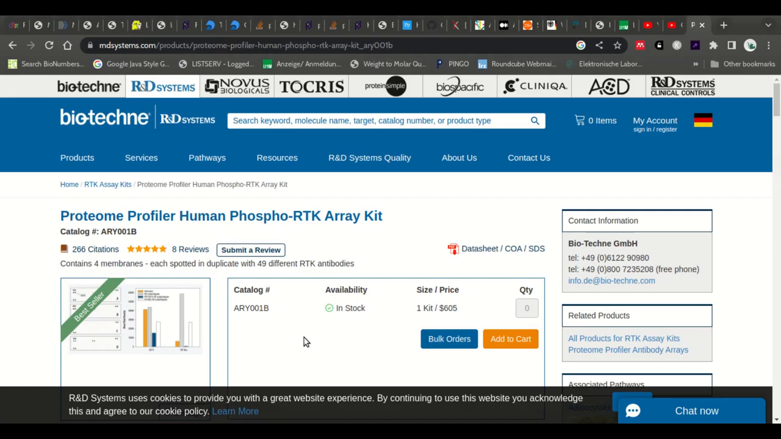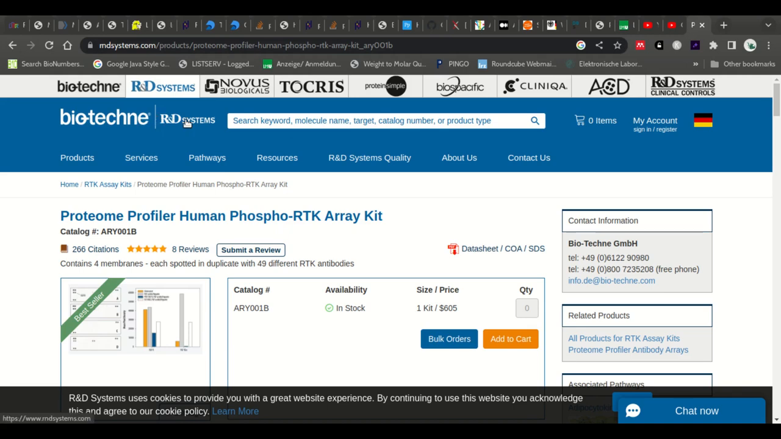Okay, so today we're going to evaluate how good the documentation is from the Proteome Profiler Human Phospho RTK Array Kit. And I chose it because a couple of months ago I tried to get information about a phospho kit, and it did not go as well as I planned. I could not figure out which real proteins they were testing, so I don't even remember which company it was. So I just googled a phosphorylation array kit, and this one came up.